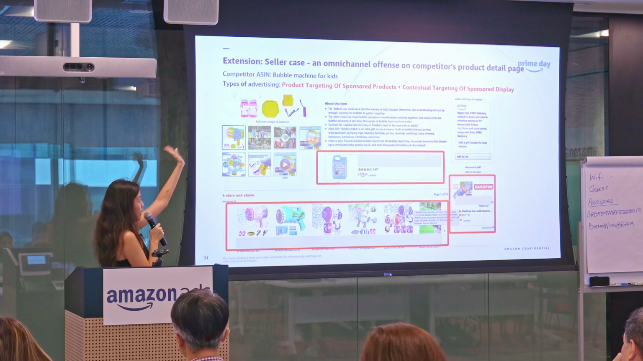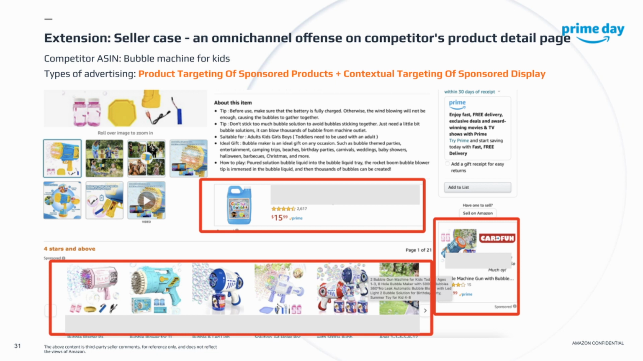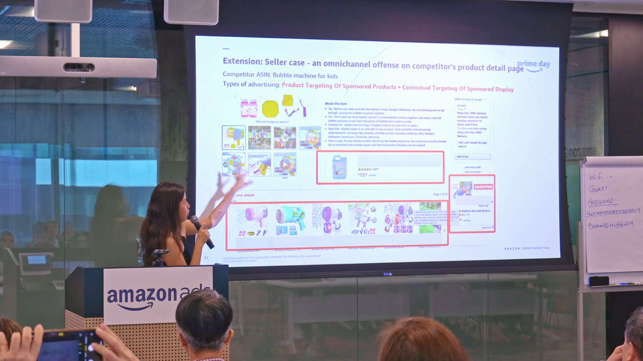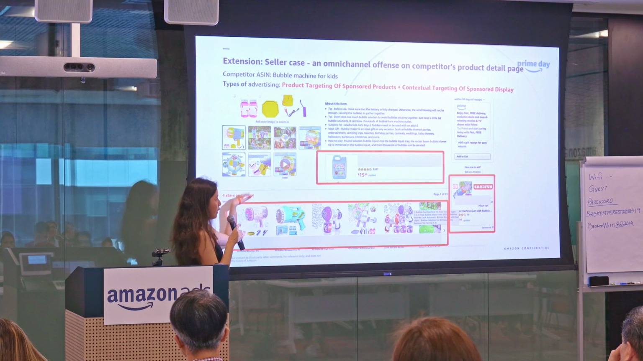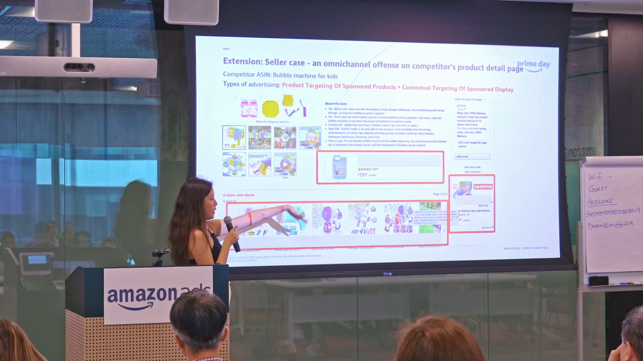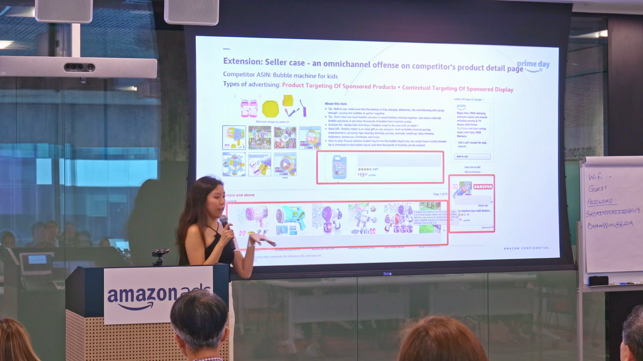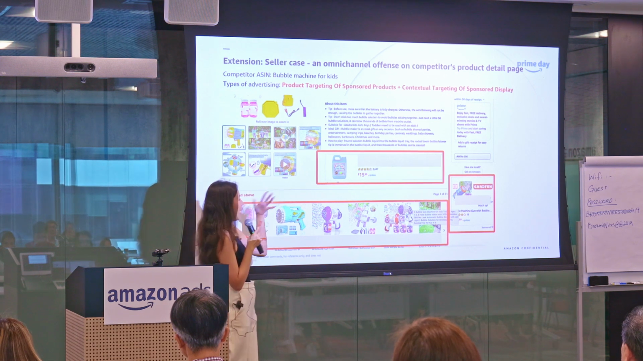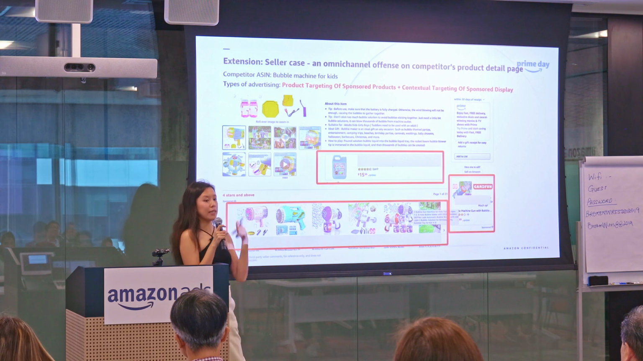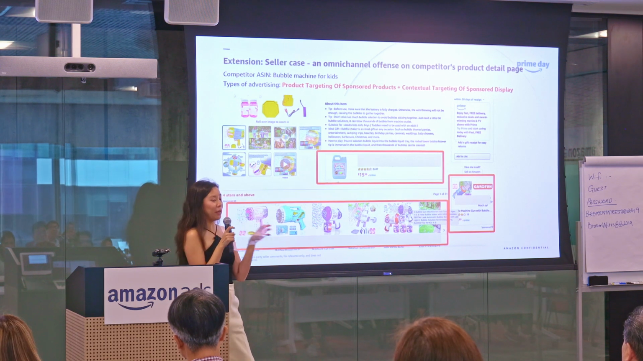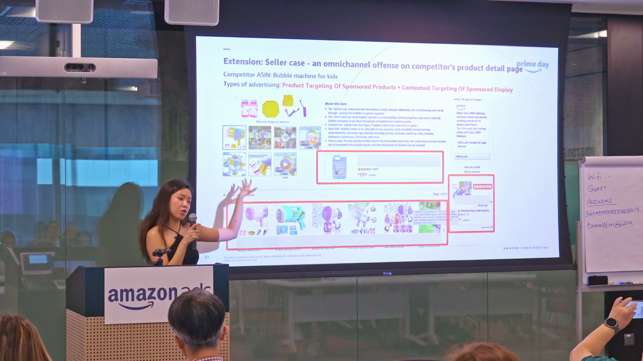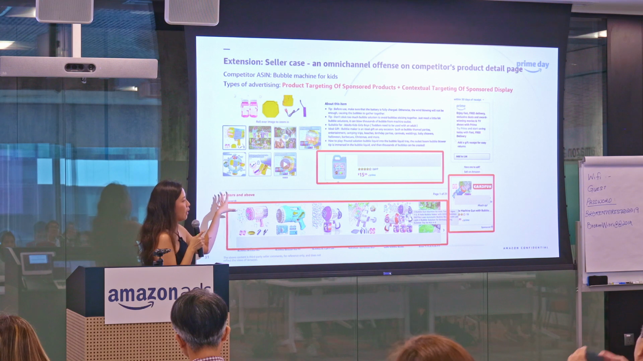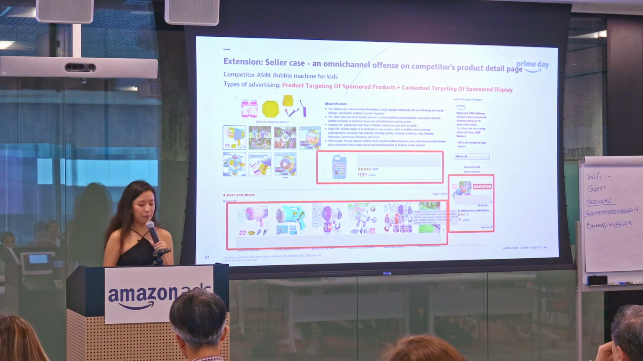So again, this is a China example actually, but essentially the guy is selling bubble blowers. And basically what you want to do is product targeting as well as contextual targeting of sponsored display to ensure this closed loop of traffic within your product detail pages, right? So you can actually target complements as well. So if you're selling bubble gum, maybe you also sell the bubble foam. So you can actually target your own products to ensure cross-selling or complementary selling with sponsored display as well as sponsored products.